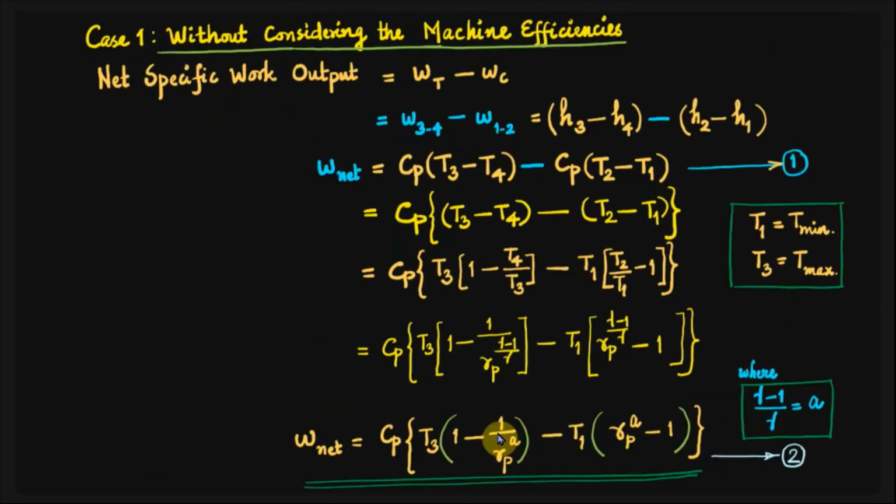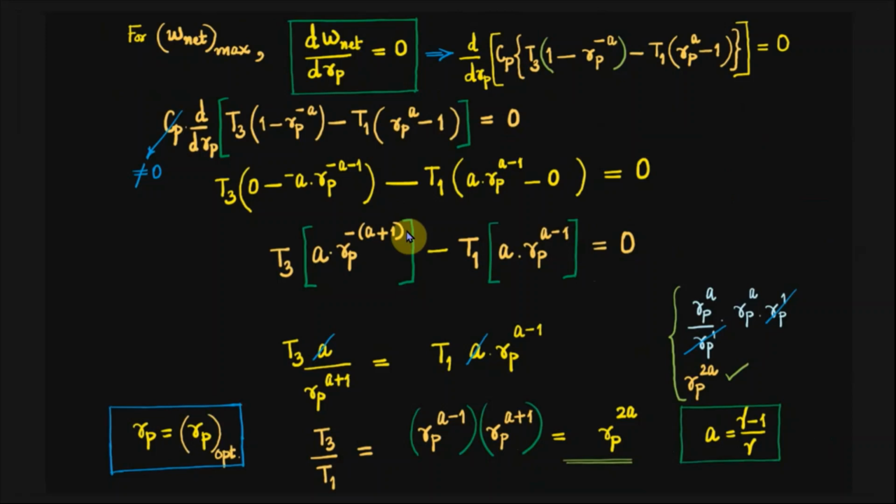Now what do we do? For the maximum specific work output from the cycle, we can differentiate this expression for W net with respect to the pressure ratio and equate it to 0. So that is in order to maximize this specific net work output from the cycle. So dW net by dRp, Rp is the pressure ratio, we will find that and equate it to 0 for maximum specific work output from the cycle.